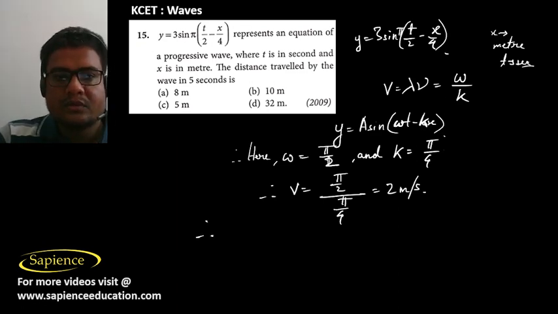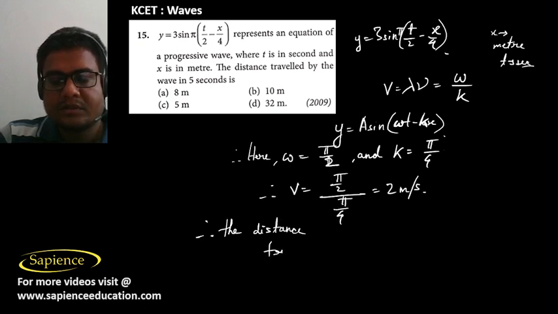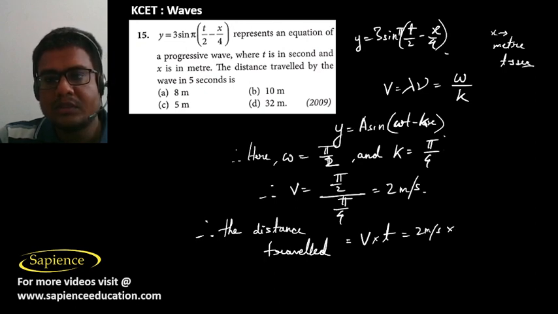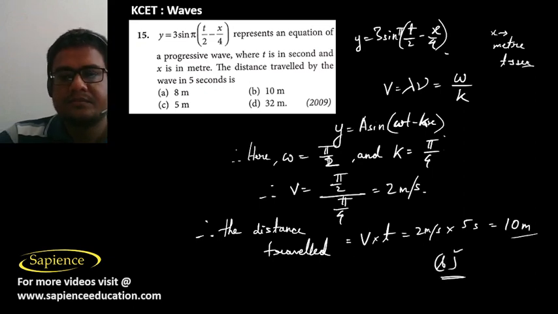Now therefore the distance traveled by the wave in 5 seconds will be equal to speed into time. The speed of the wave is 2 meter per second into the time, that is 5 seconds. So this is 10 meters. So option B is the correct answer.